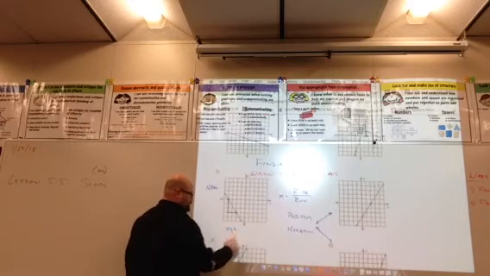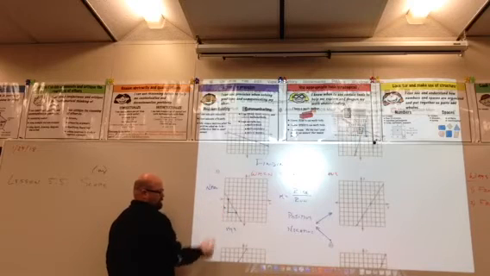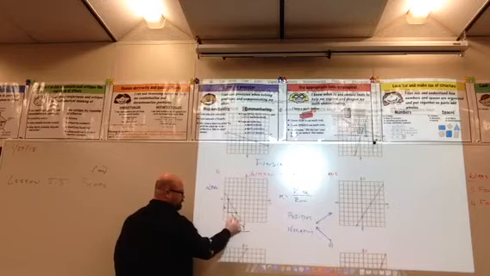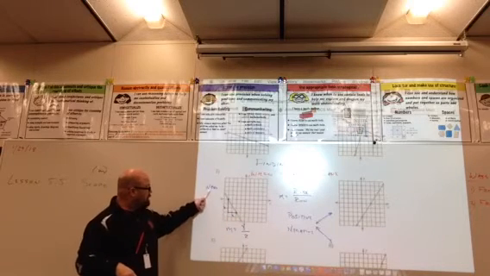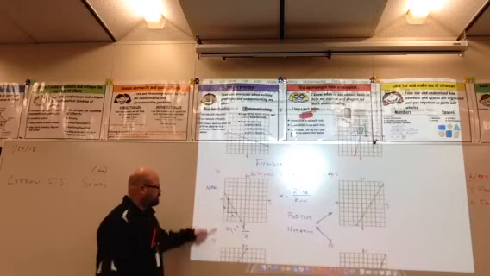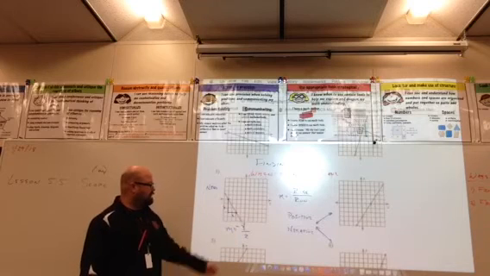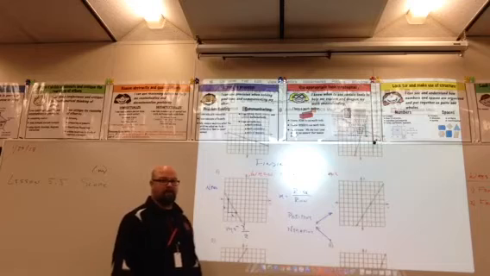Let's go ahead and put our M for slope. My rise, 1, 2, 3. My run, 1, 2. Now the last thing I need to do is put my negative sign. So my slope for number 3 is negative 3/2. Remember, we leave it as an improper fraction. We don't change it to a mixed number.